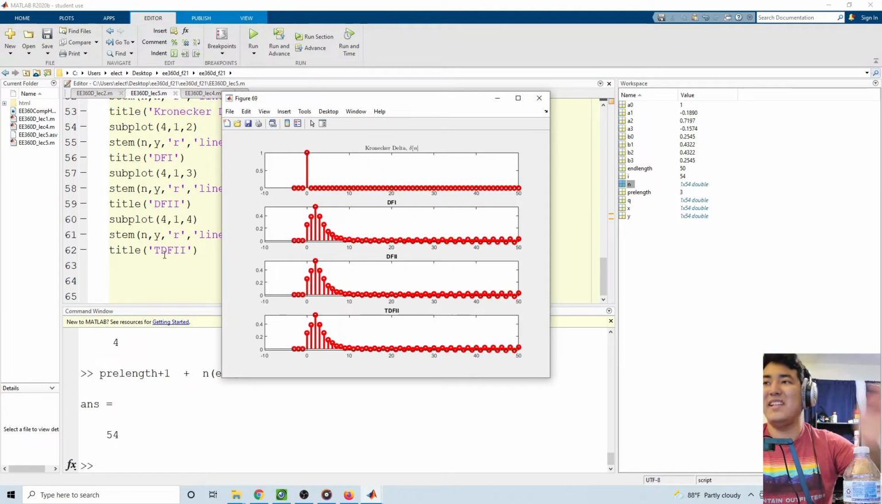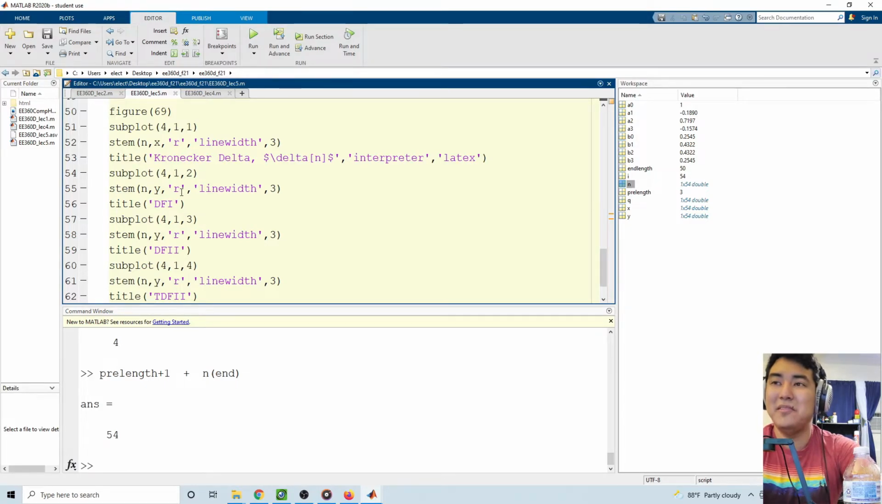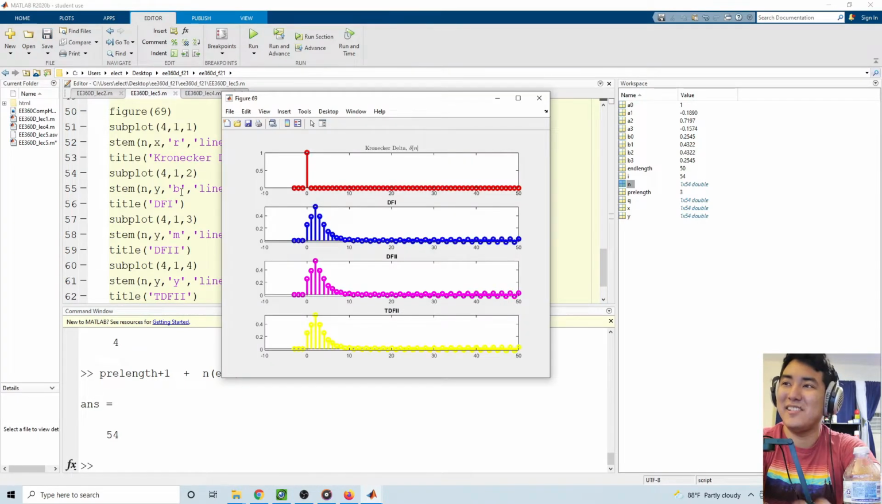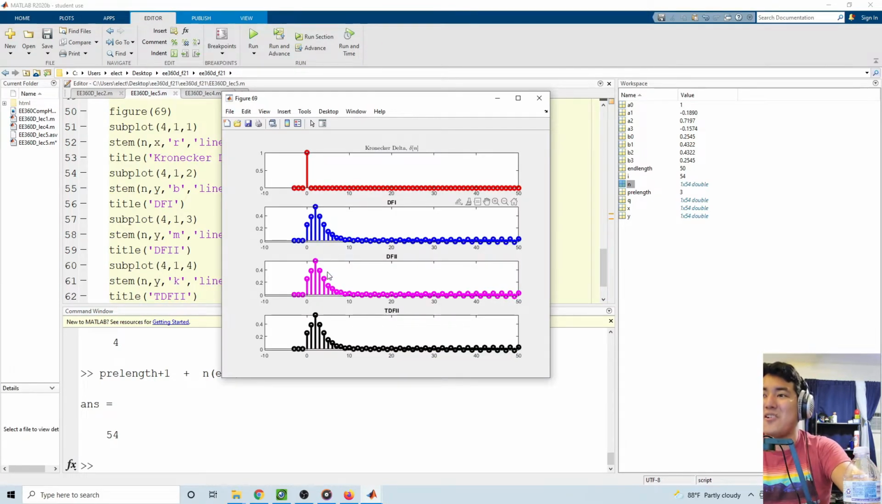And I don't like that. I'm going to color this blue. Color this magenta. Don't use yellow. I don't like yellow. You can't see that. It's hard to see, so let's just use black. There you go. This is ideally what you should see.